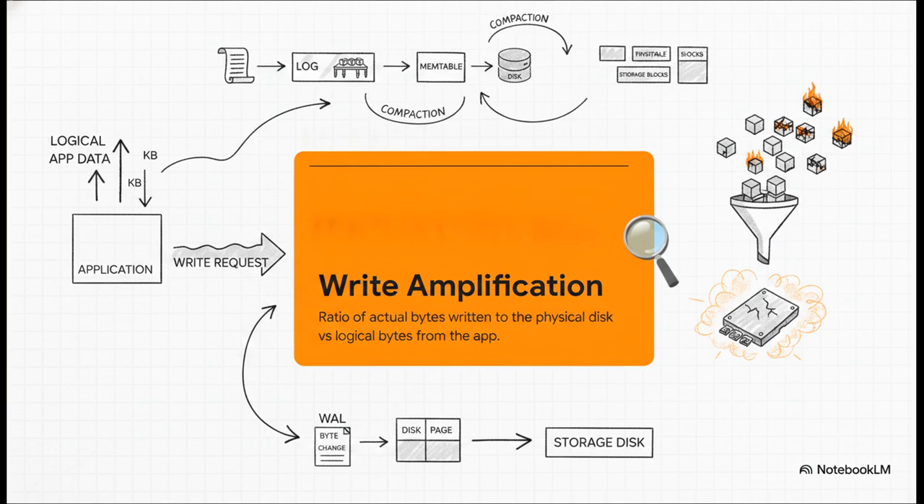In a B tree, data is written to the WAL, and then whole pages might be written out just to change a few bytes. If your app writes too much data, an engine with high write amplification will literally wear out and burn through your solid-state drives.